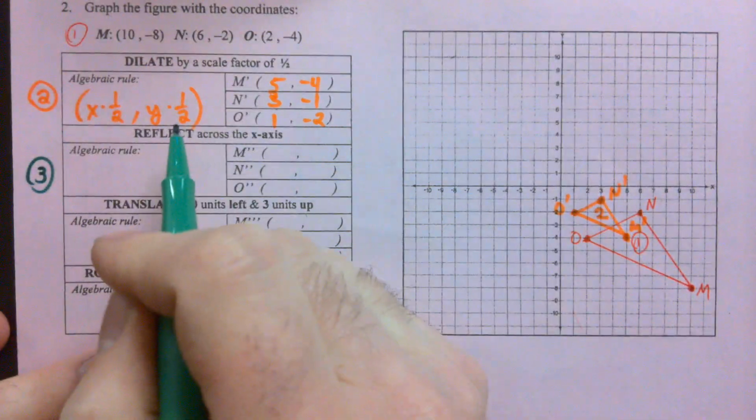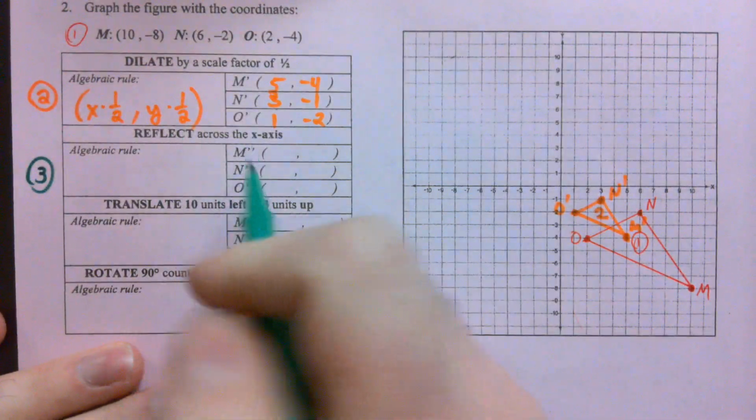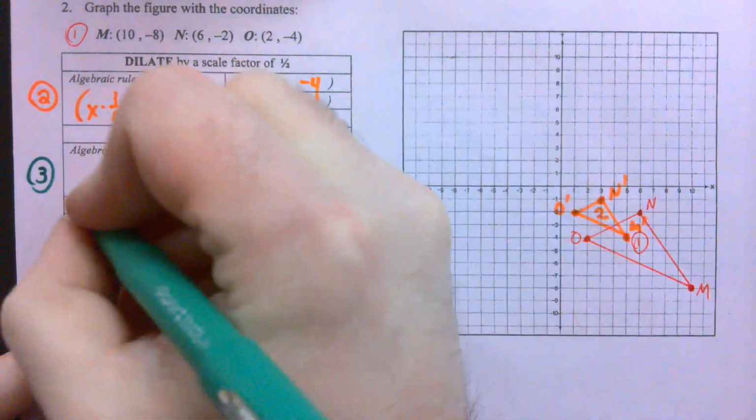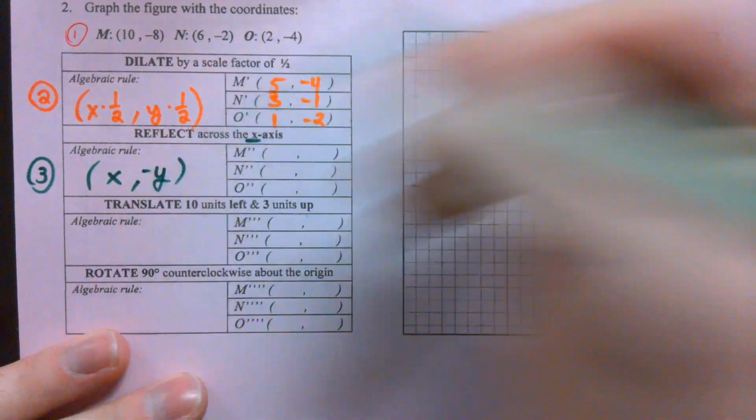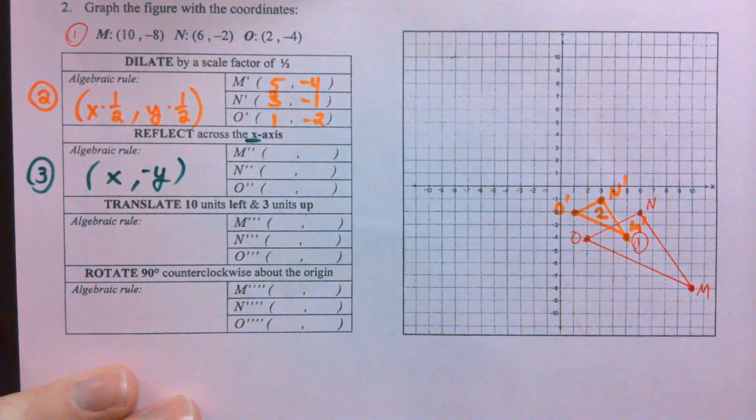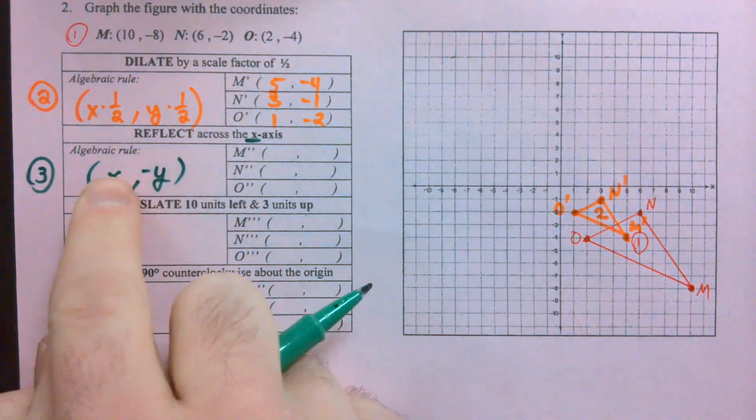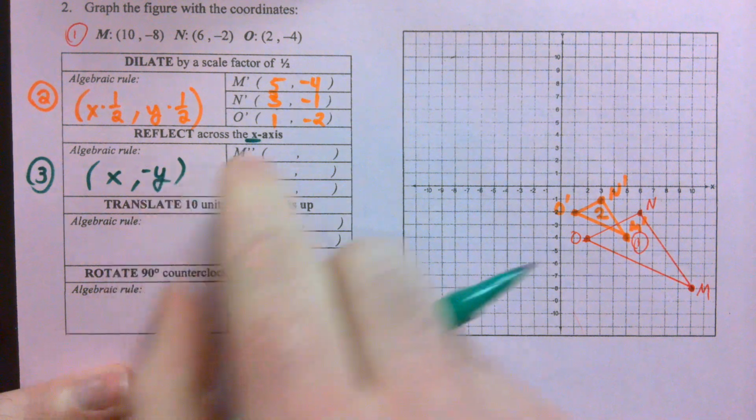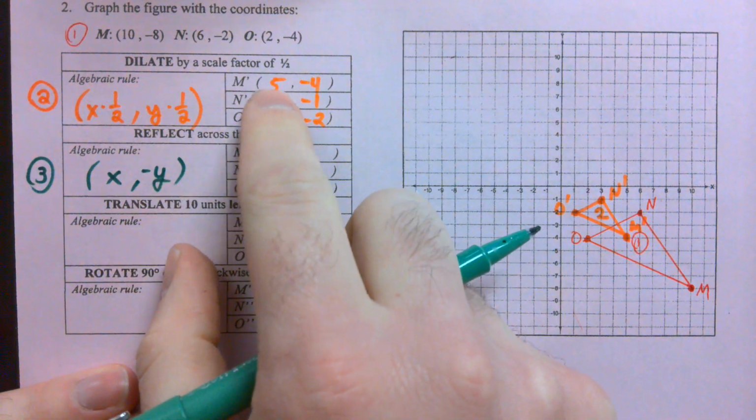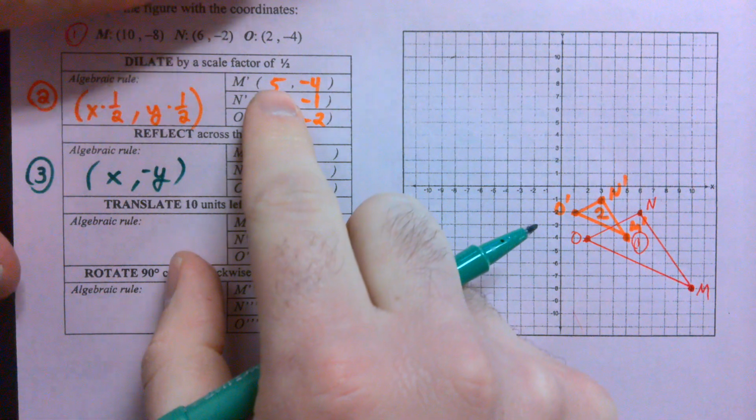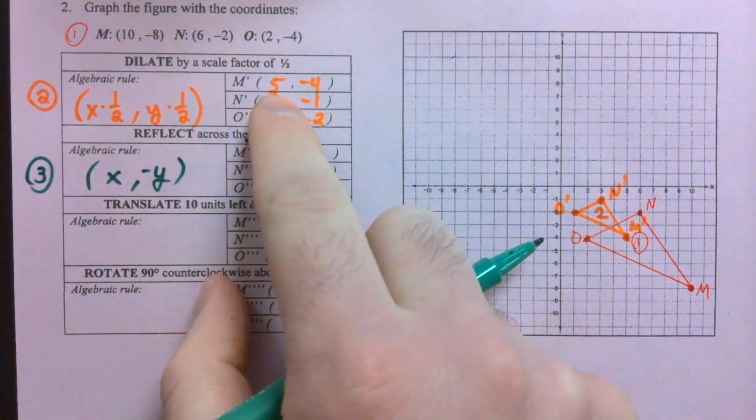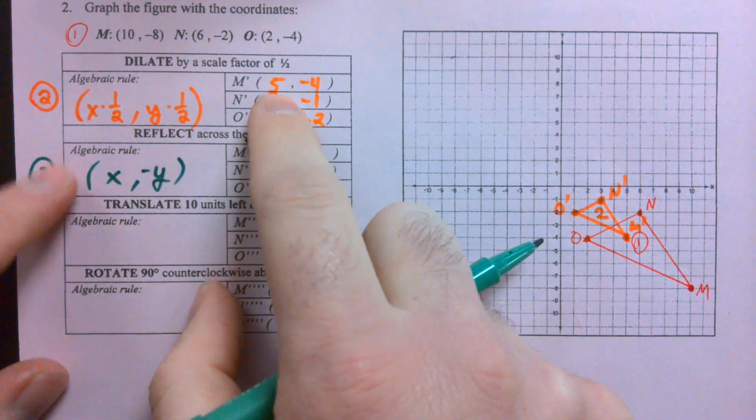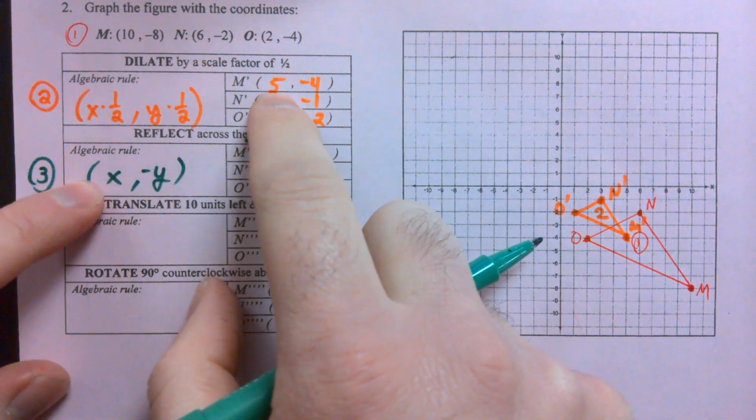If I'm reflecting on the x-axis, what's my algebraic rule going to be? Thank you, sir. X, negative y. What this rule tells us is that I'm going to look at my point, my previous point, M prime. The original M and O doesn't exist anymore. I'm going to look at my triangle number 2. And my x coordinate stays exactly the same.